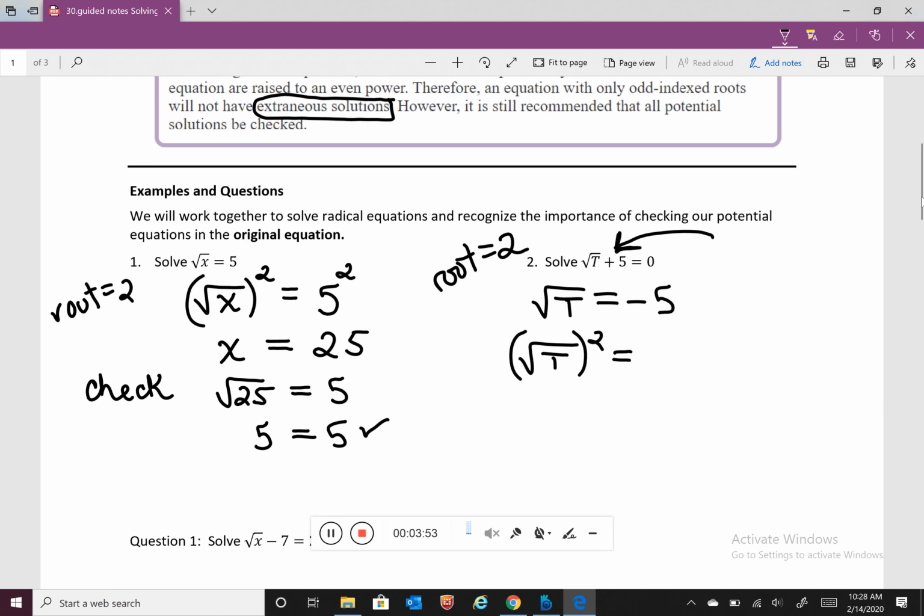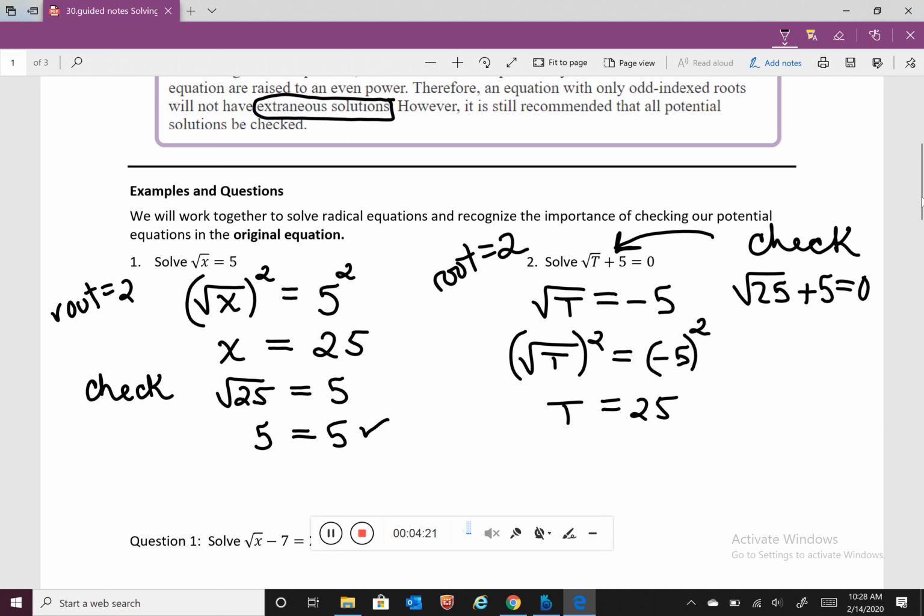Notice on the right-hand side, we also have this negative. So this is negative 5 squared. And the square root of t squared leaves us with t. And negative 5 squared is equivalent to positive 25. And so now when I go to check this, we have the square root of 25 plus 5 is supposed to equal 0.